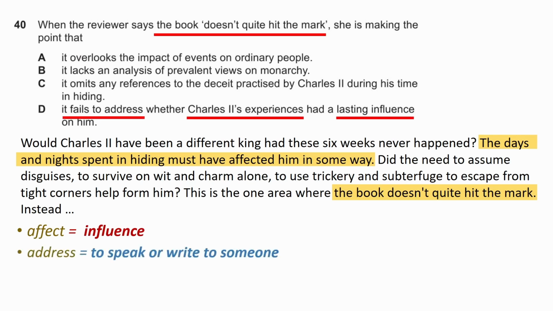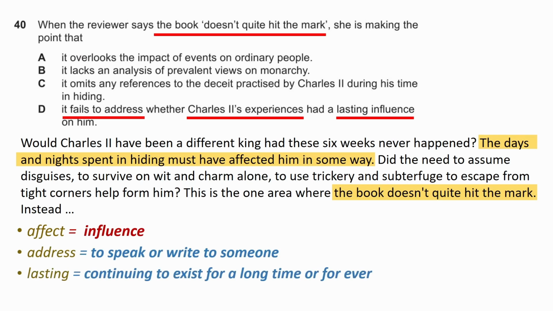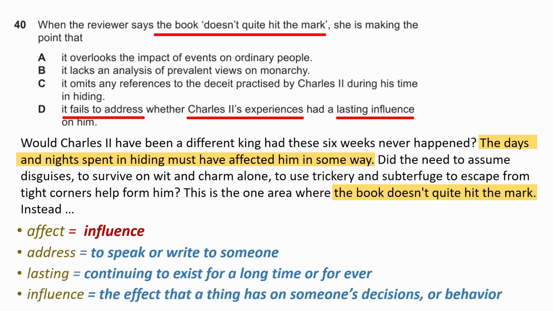Address, to speak or write to someone. Lasting, continuing to exist for a long time or forever. And influence, the effect that the thing has on someone's decisions or behavior. In other words, the book did not mention anything about the effect of those days the king spent in hiding and had to run away from danger on his decisions, on his opinions, and on his behavior. So in that respect, the book does not quite hit the mark. It doesn't mention anything about that.